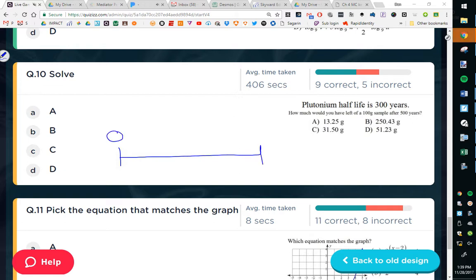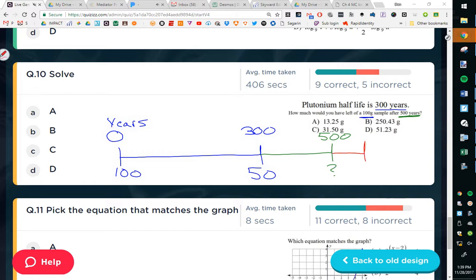At time 0, at 0 years, it says you have 100 grams. The half-life is 300 years. So at 300 years, how much substance do you still have left? 50. You have half of it. And then the question is, how much do you have after 500 years? So here's 500. We want to know how much we have there. Well, how much would you have if you went to 600 years? 25, half of this. So you know your answer is somewhere between 50 and 25.